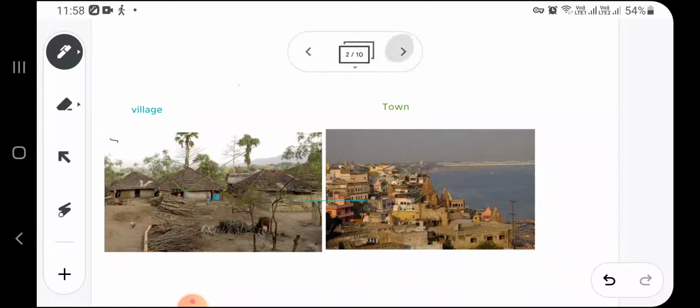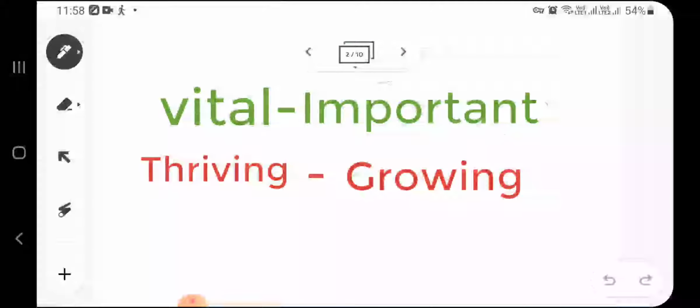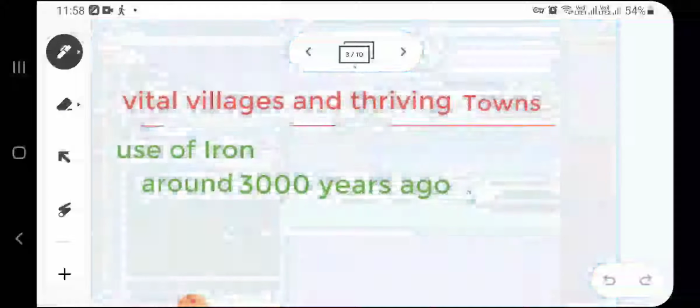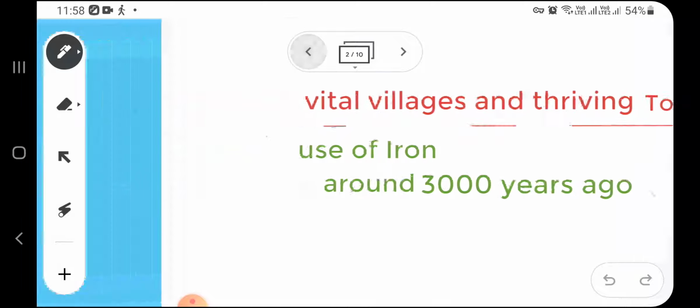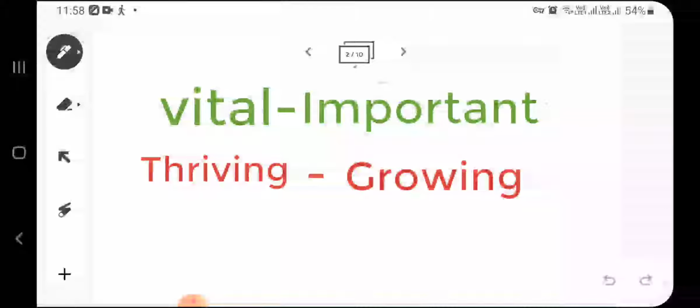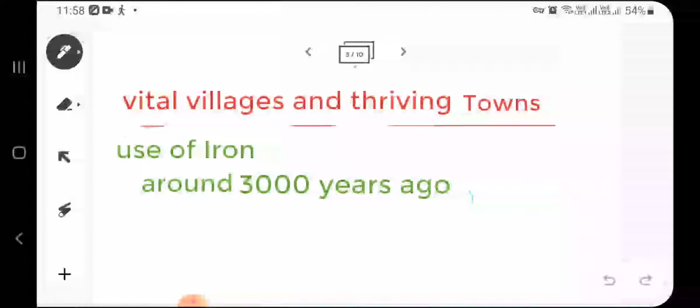Here is the title of the chapter: Vital Villages and Thriving Towns. We should understand the meaning of the title. Vital means important. Thriving means growing. So, important villages and growing towns. This is the chapter name.